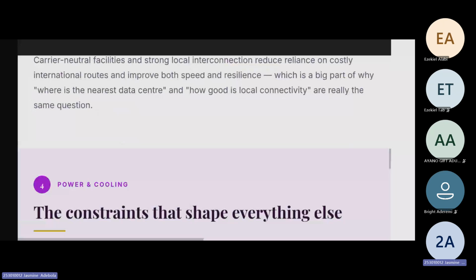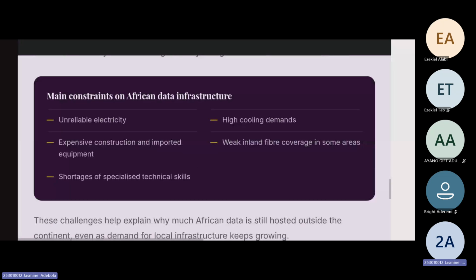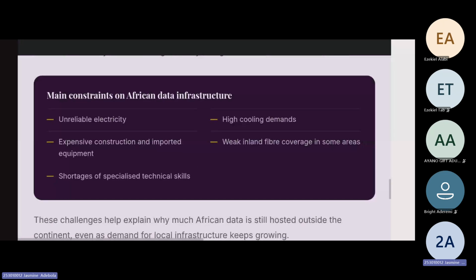So these are the main constraints on Africa's data infrastructure: unreliable electricity, expensive construction and imported equipment, shortage of specialized technical skills, high cooling demands, and weak inland fiber coverage in some areas. These challenges explain why much African data is still hosted outside the continent, even as demand for local infrastructure keeps growing. So, the connection between them.